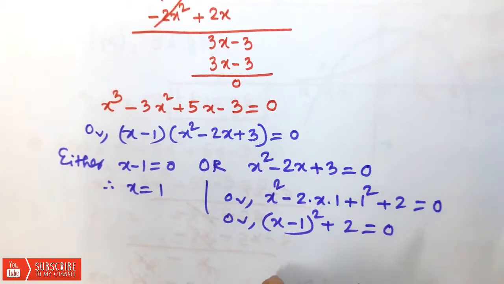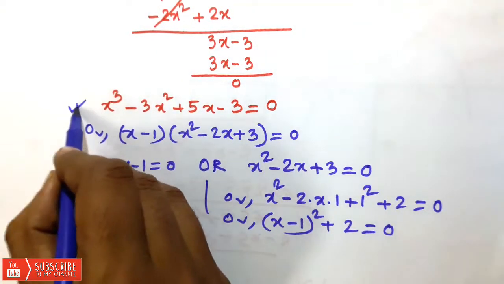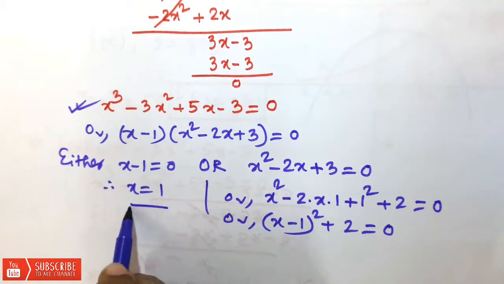Friends, see that (x − 1)² + 2 = 0 is not true for any real value of x. You can check. Put any real value of x and you will find this is not equal to 0. So this is not true. Hence the only root of this equation is x = 1.